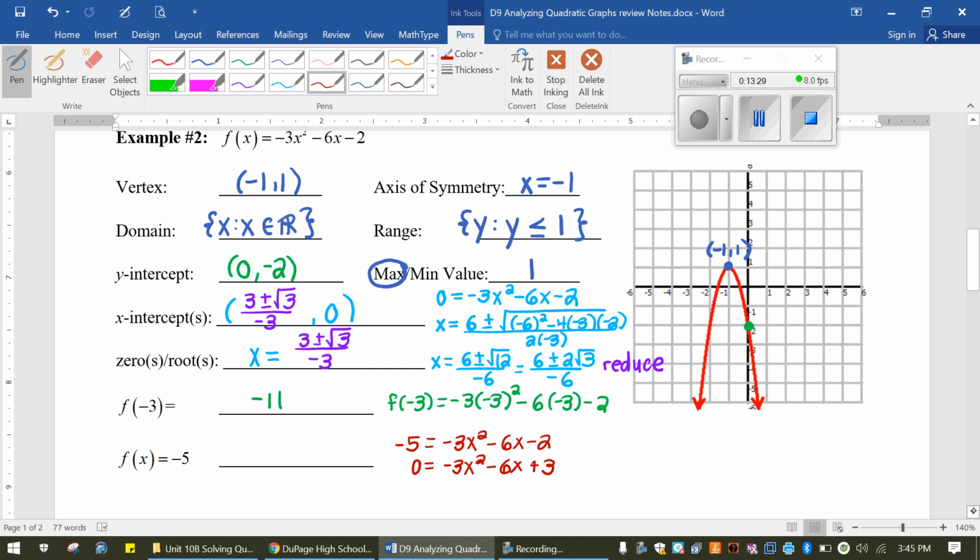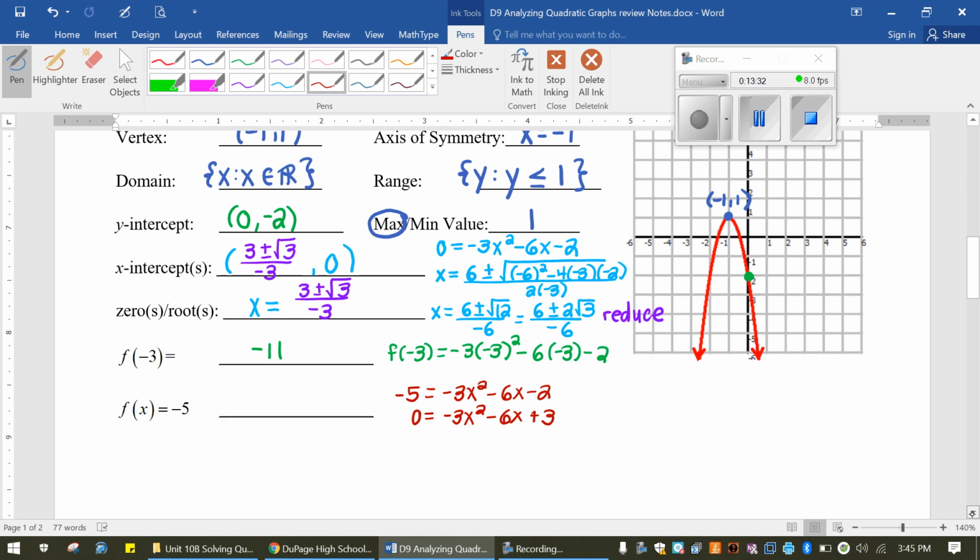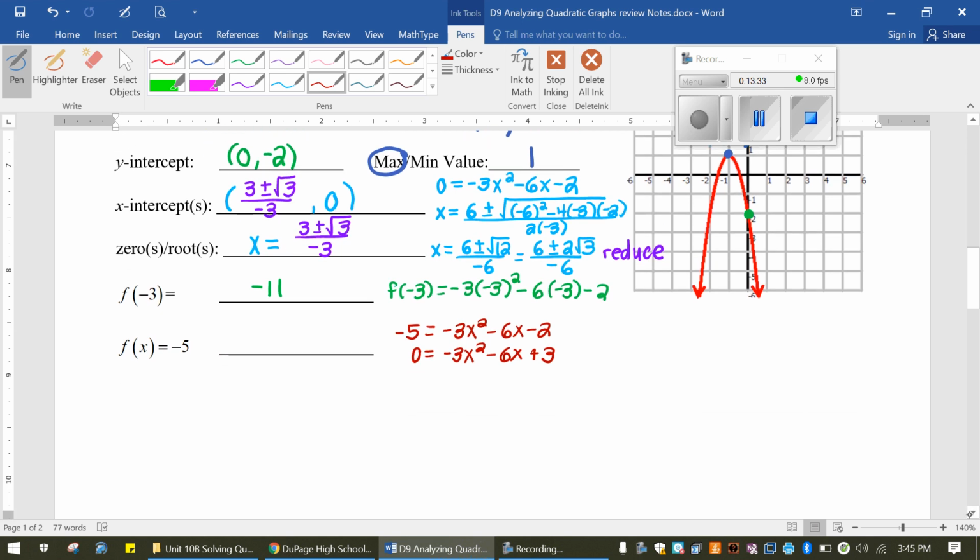So once again, just like we did for the x-intercept, we're going to need to use the quadratic formula here. So I'm going to pause the video. I'm going to have you do the quad formula on that, and then come back and check your answer.